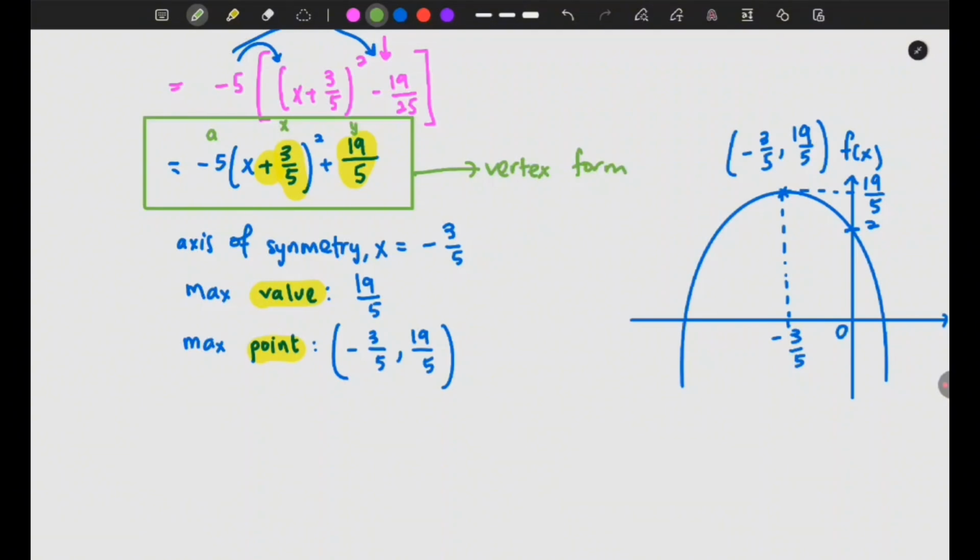So yeah, that's it for today. I'm done with the types of root, the minimum and maximum value.